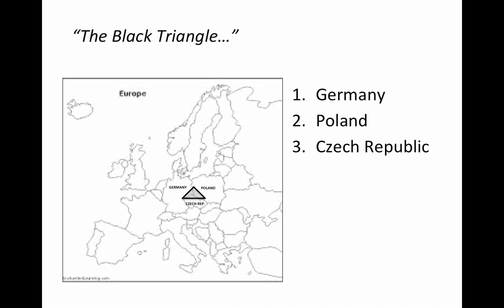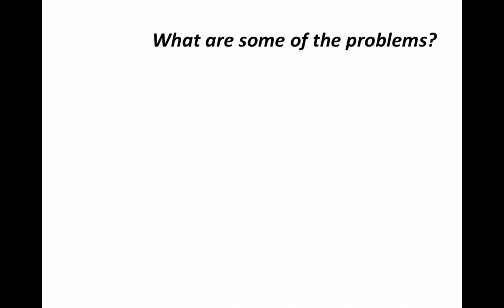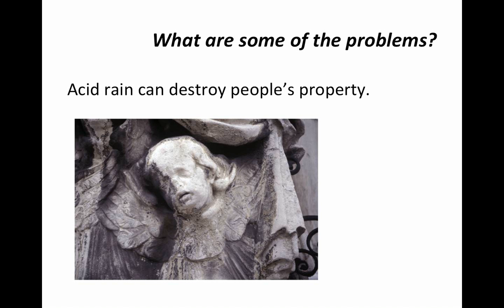There are several problems with acid rain. So what are some of these problems? One is that acid rain can destroy people's property. Every year, tourists travel to Europe to visit its famous stone monuments. Some of these monuments, such as ancient Greek temples and Roman bridges, are more than 2,000 years old. They've survived wars, floods, and fires, but they may not be able to survive modern pollution. Acid rain is slowly eating away at these precious monuments. You can see in this picture how the face of this statue has been eaten away. This is because of acid rain.